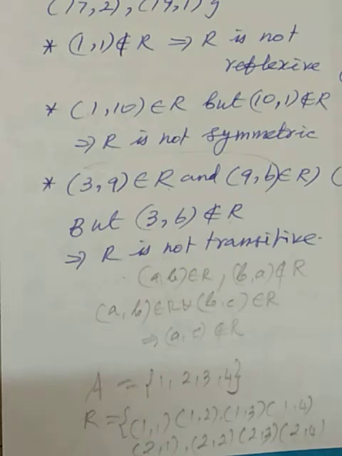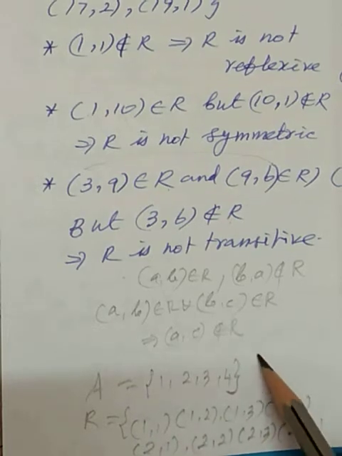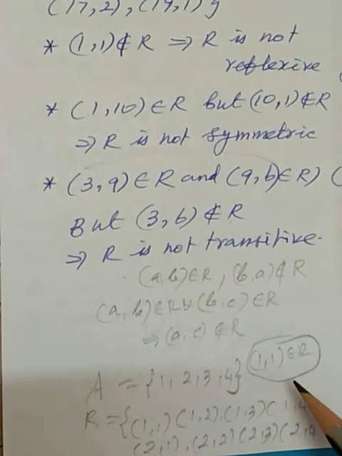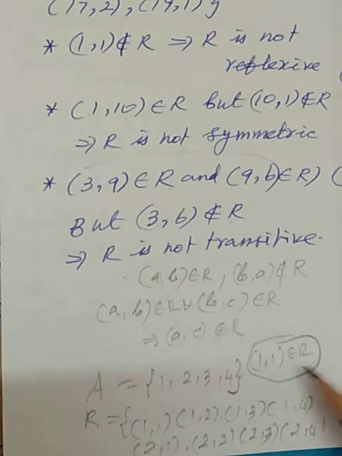Why it is transitive: (1,1) belongs to R. Suppose (1,1) belongs to R, then if you want to check whether it is transitive or not, we need one more element, but here only one element is there. If one element is there, then no need to verify whether it is transitive or not, it is always transitive. So now we see some examples after illustration 1.4. So example 1.10.